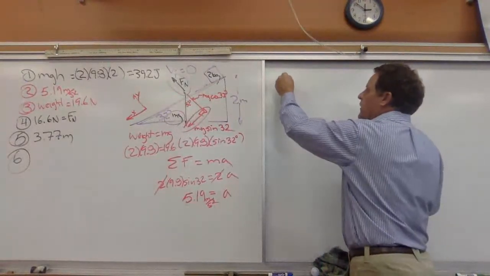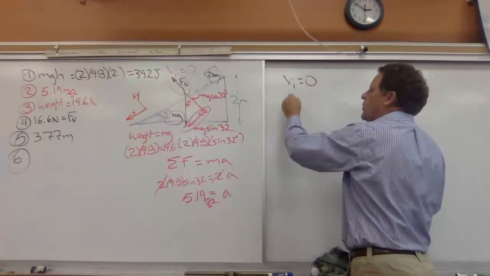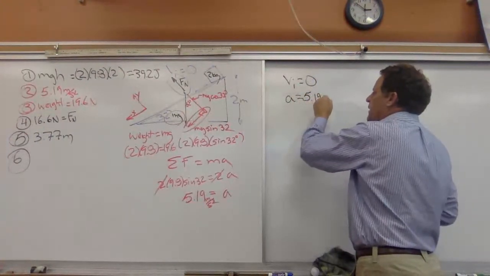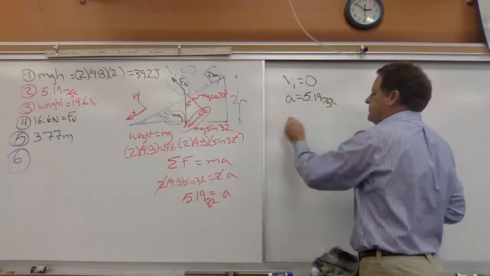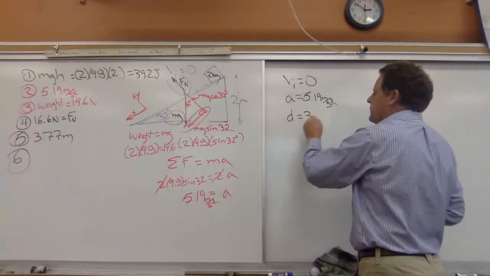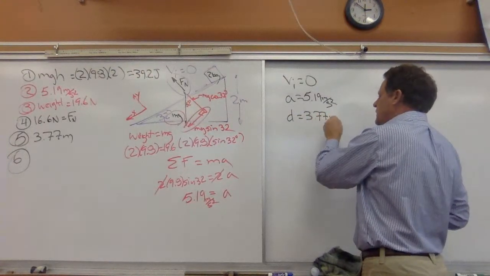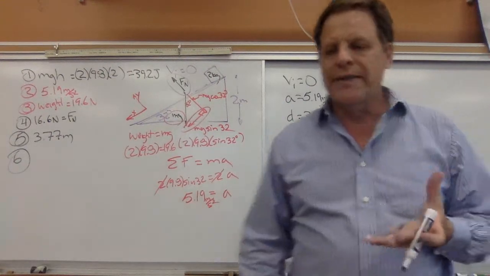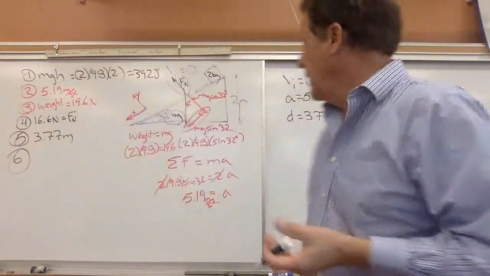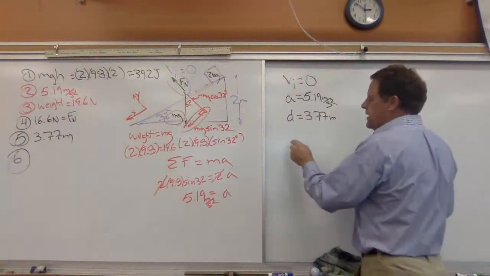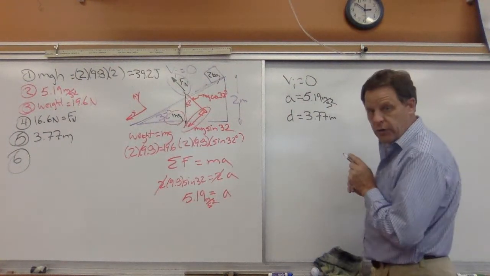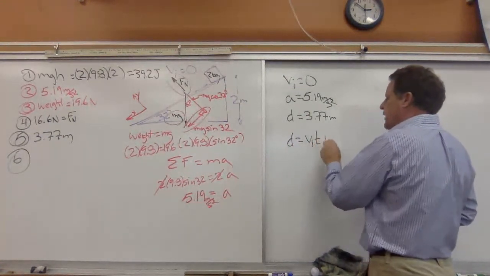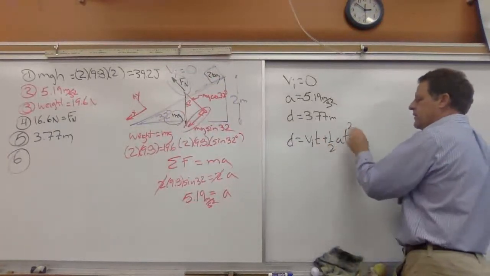Okay, so we know that our initial velocity is 0. We know our acceleration down the ramp is 5.19 meters per second squared. And we know our distance down the ramp is 3.77 meters. Okay, so now we're looking for the time. We need the third equation from the kinematics: distance is equal to the initial velocity times time plus 1/2 at squared.